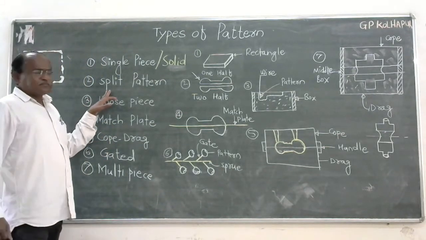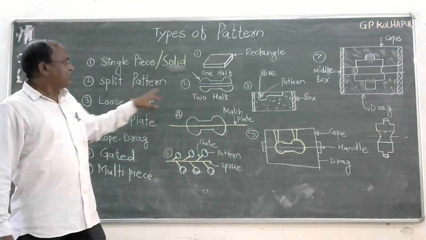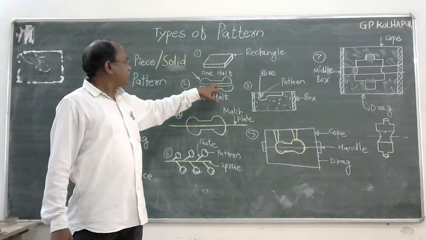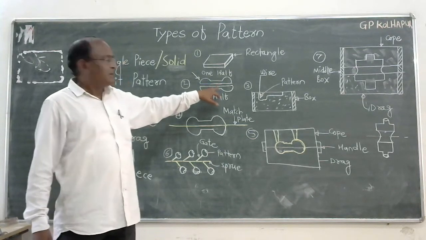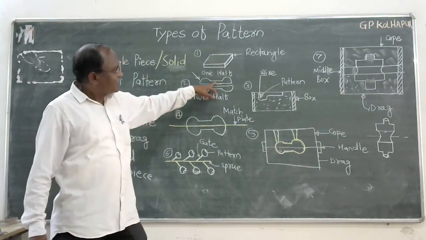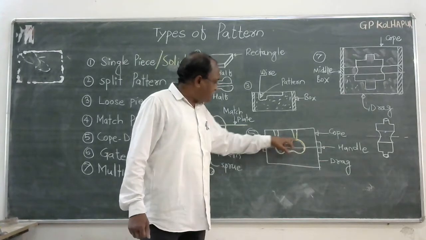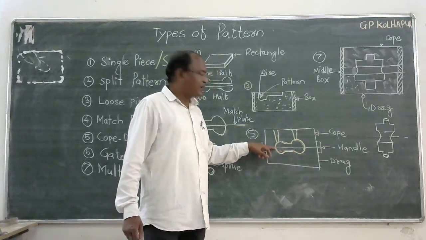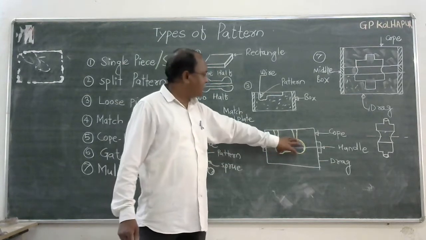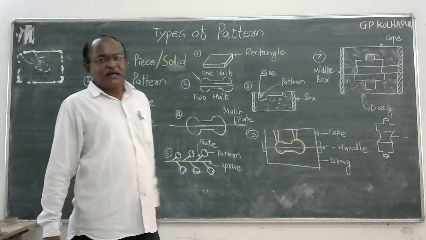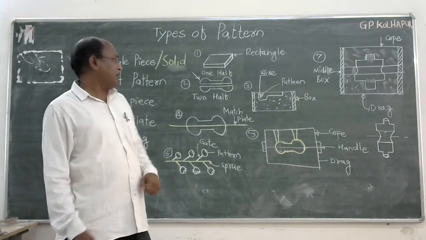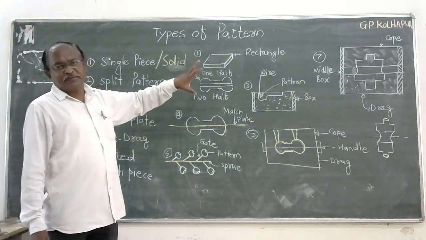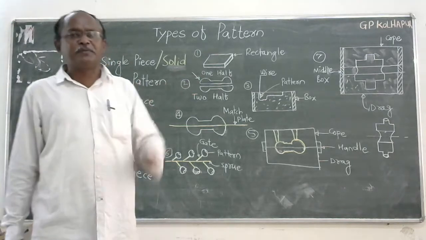Split pattern. In the last lecture we had seen the split patterns. This is the dumbbell. The pattern is divided into two halves. One half is in the cope box, another half is in the drag box. Ultimately the cavity is created and that is filled up with molten metal. That is the casting process. So this pattern is split up, or it is also called the two-piece pattern.